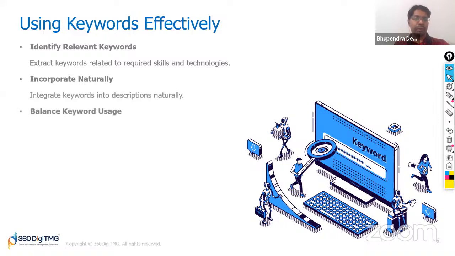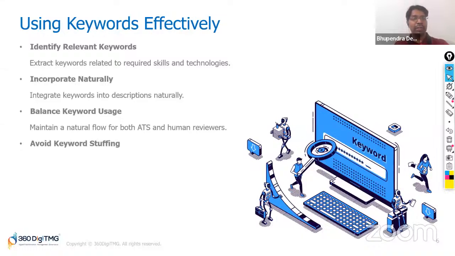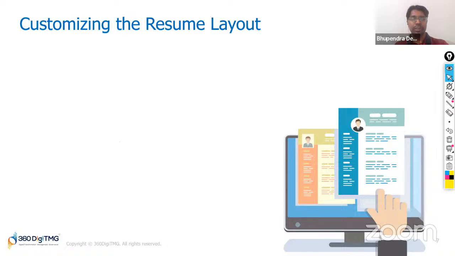Again, balance keyword usage. Make sure you are not overstuffing your resume with keywords. Of course, keywords are important, especially those mentioned in the job description. Those are really, really important, but make sure you're not stuffing it. We need to maintain natural flow for both ATS and human reviewers. Avoid keyword stuffing. Well, we have talked about that.